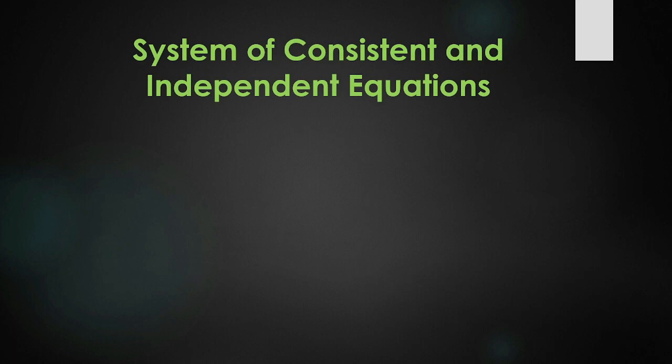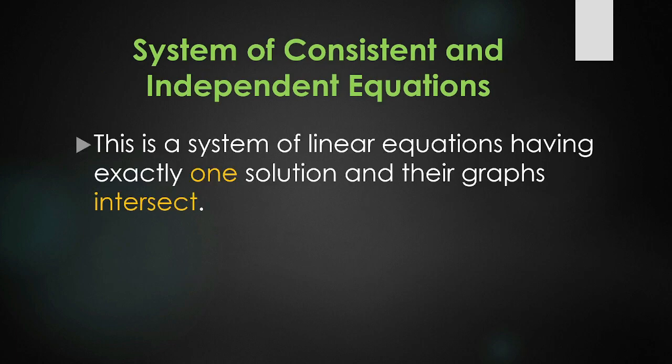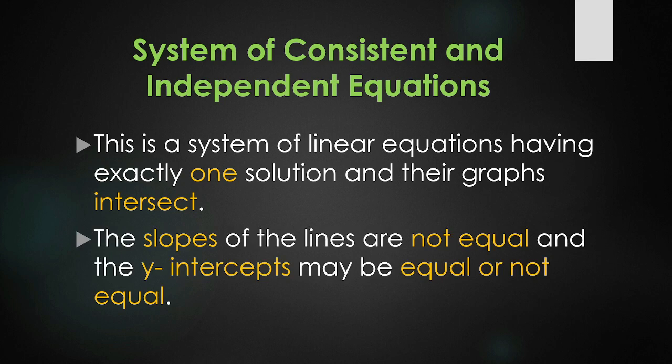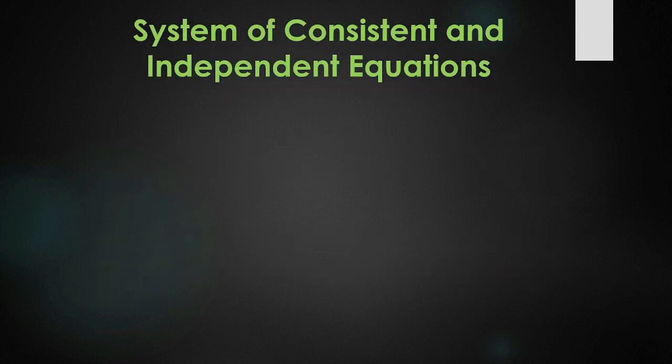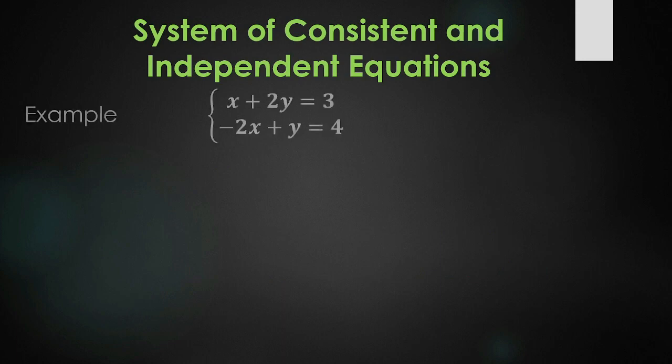Let us have first the system of consistent and independent equations. This is a system of linear equations having exactly one solution and their graphs intersect. The slopes of the lines are not equal and the y-intercepts may be equal or not equal. Let us illustrate a system of consistent and independent equations. For example, you are given the system x plus 2y equals 3, negative 2x plus y equals 4.